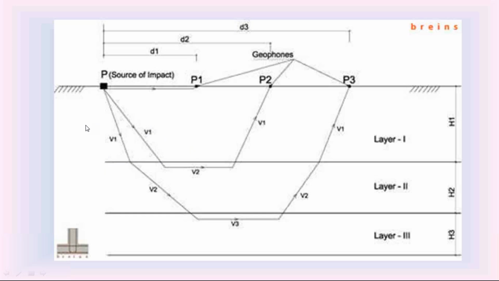In this seismic refraction method, we assume the first layer is a soft layer, the second layer is a little bit hard layer, and the third layer is a still harder layer. So the hardness of the soil layers increases from the ground level. Since the hardness is gradually increasing, the velocity v1 is less than v2, and v2 is less than v3.